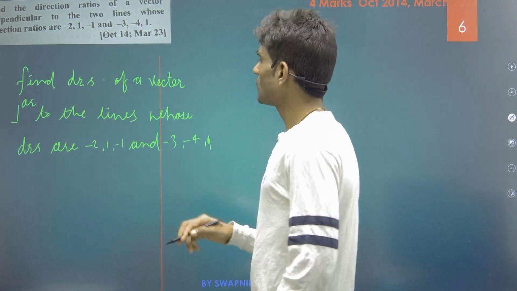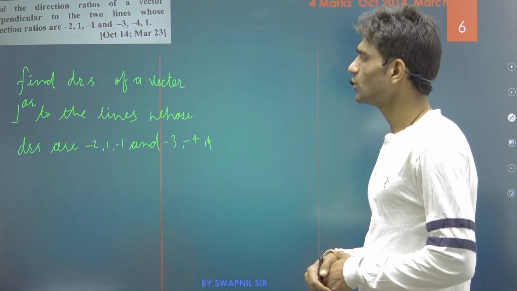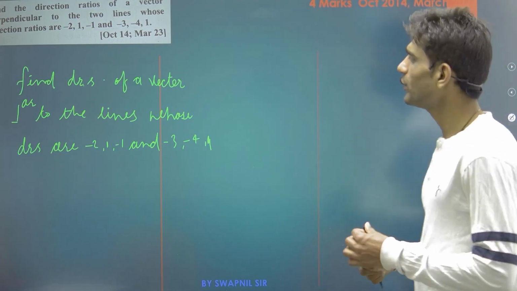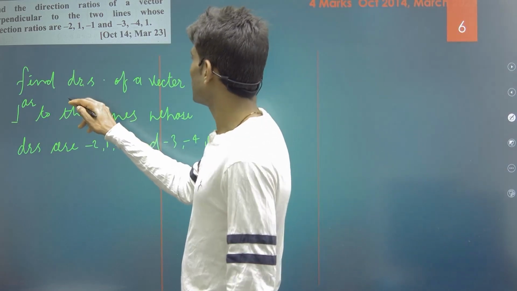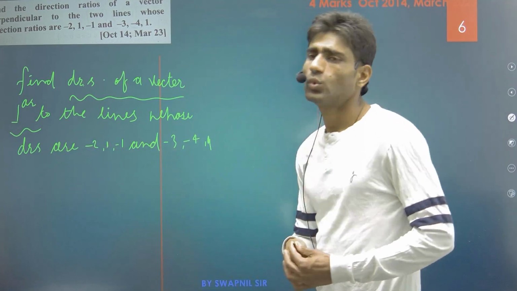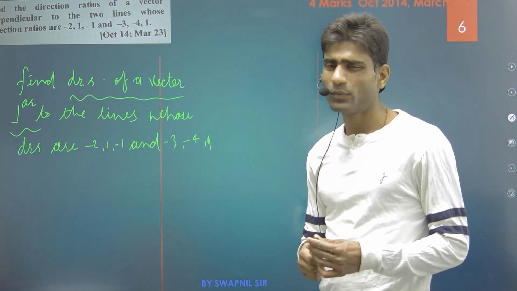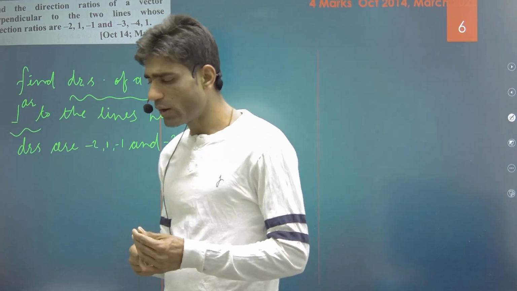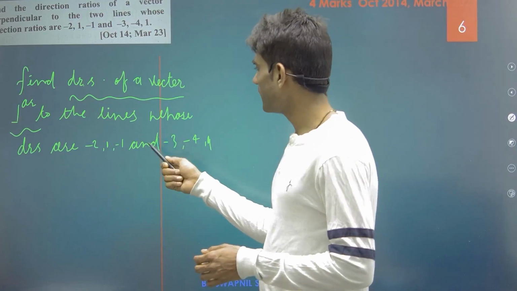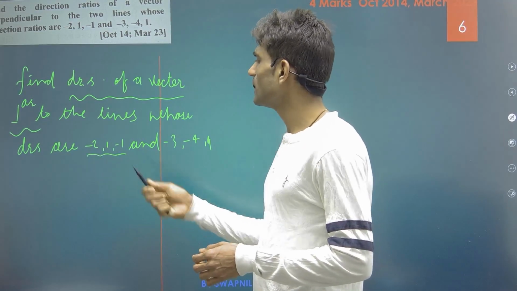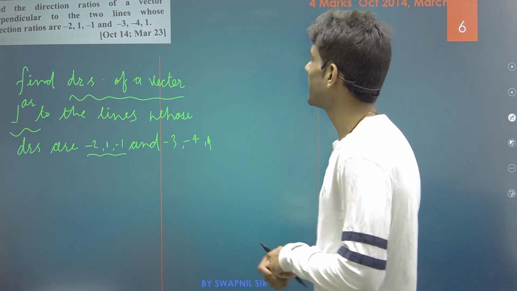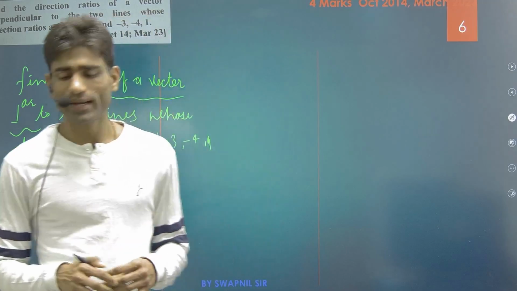Okay, so we have given direction ratios, which are -2, 1, -1 and -3, -4, 1, and we want the direction ratios of a vector which is perpendicular to the given two vectors. First of all, let's plot the figure for what we have given in our example. First of all, we are going to write their equations using our given direction ratios. So -2, 1, -1 and -3, -4, 1 are the two vectors we have here.